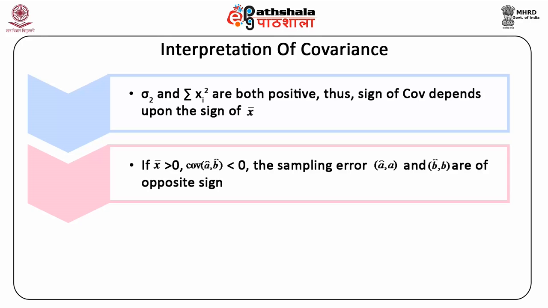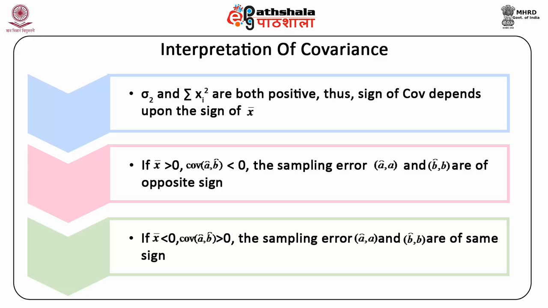If x bar is greater than 0, then covariance of a hat and b hat is less than 0, and the sampling errors, that is a hat minus a and b hat minus b, are of opposite sign. But if x bar is less than 0, then covariance of a hat and b hat is greater than 0, and the sampling errors a hat minus a and b hat minus b are of same sign.